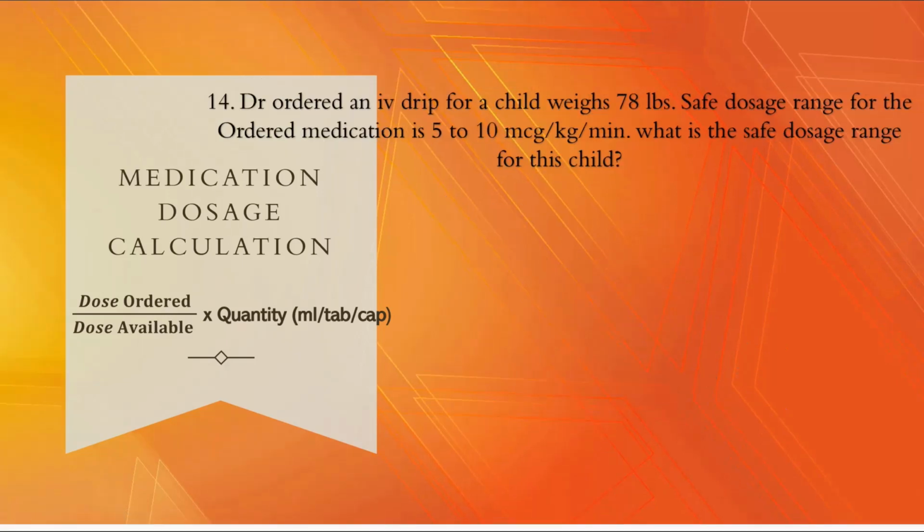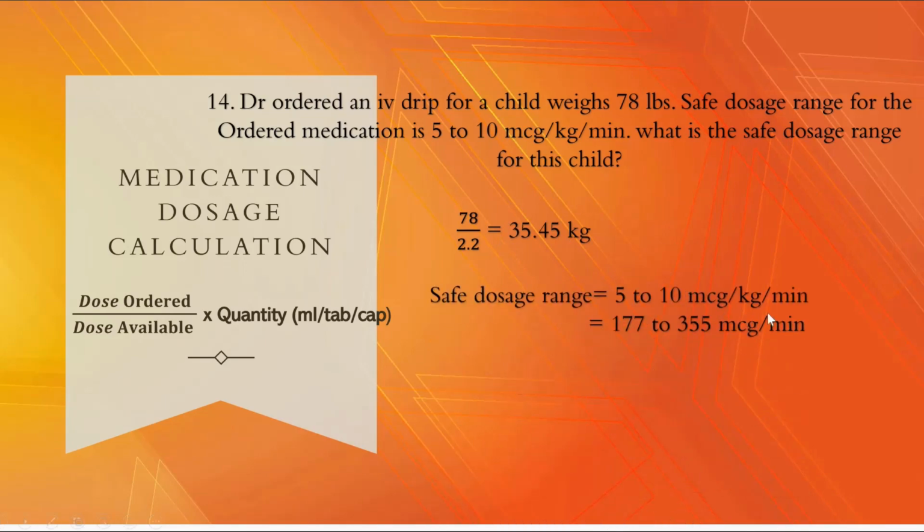Next question. Doctor ordered an IV drug for a child who weighs 78 pounds. Safe dosage range for the ordered medication is 5 to 10 microgram per kg per minute. What is the safe dosage range for this child? Again, this is a weight-based medicine. Let's convert the pound into kilogram. To convert, 78 divided by 2.2. So the child weighs 35.45 kilogram.